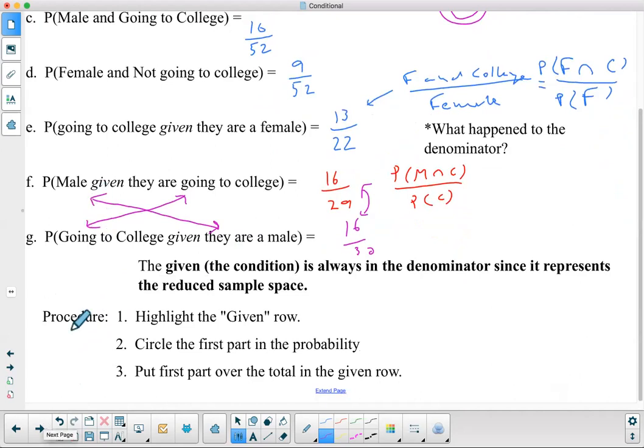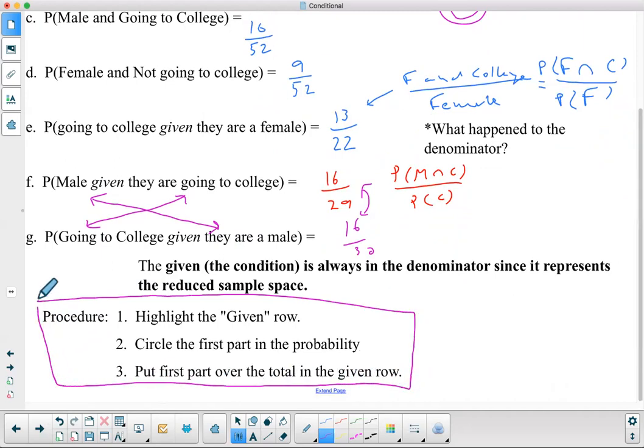So the procedure that I use in a table is I highlight the given row. I circle the first part in the probability. I put the first part over the total. So whatever the given row is, okay, then I circle whatever's there, and then the total would be somewhere over here.